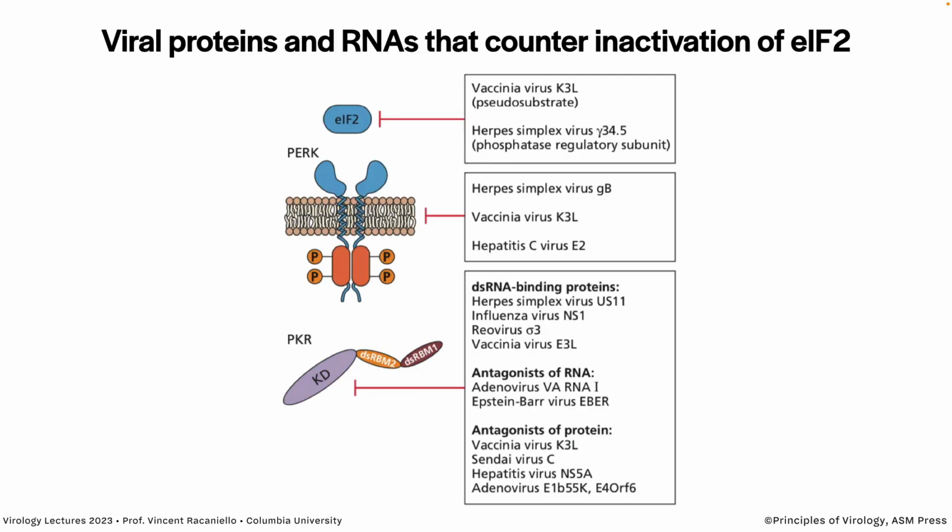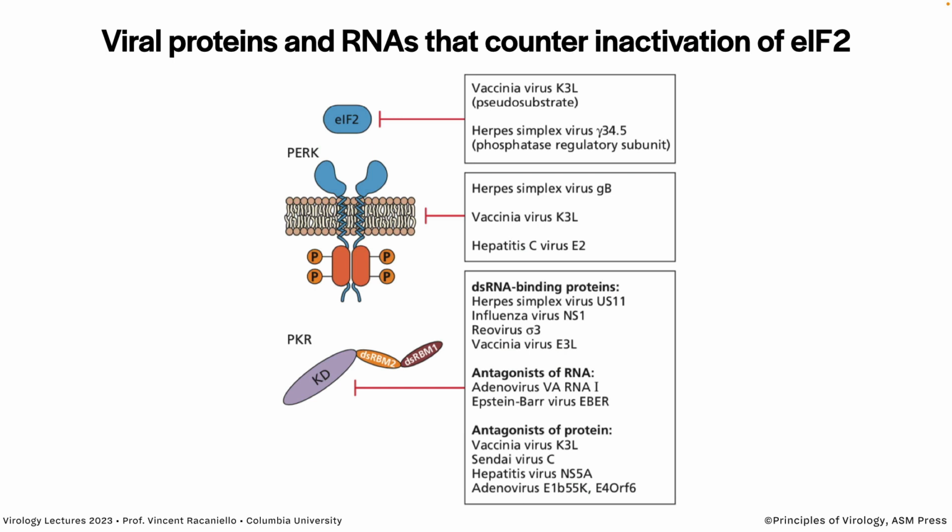And here's just a list. You don't have to memorize this list. You just have to look at it and go, wow, look at all those mechanisms for countering inactivation of EIF2 by phosphorylation. So here are the different players. We have EIF2, which is the target.